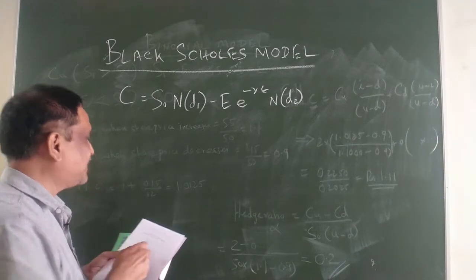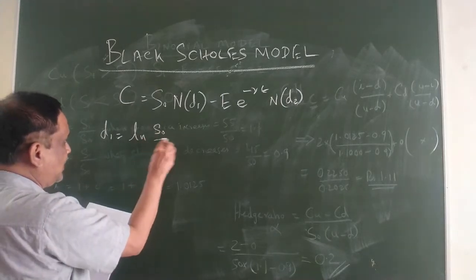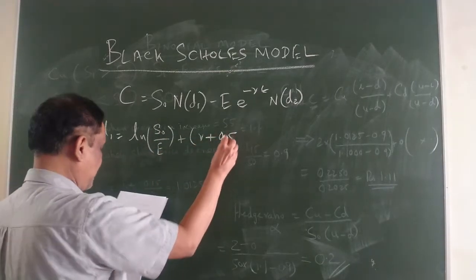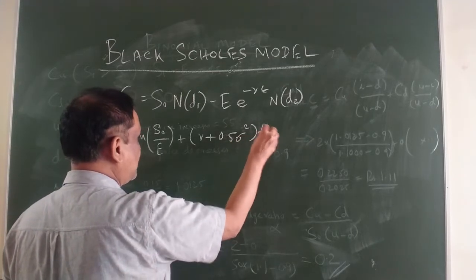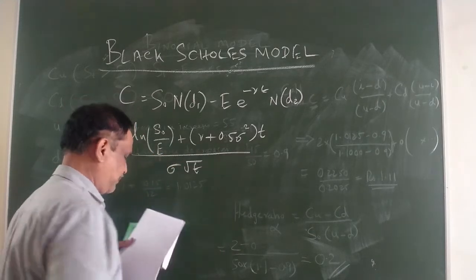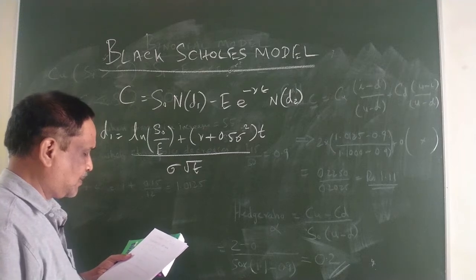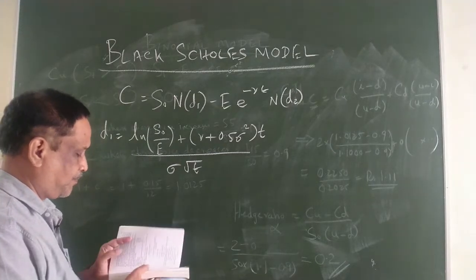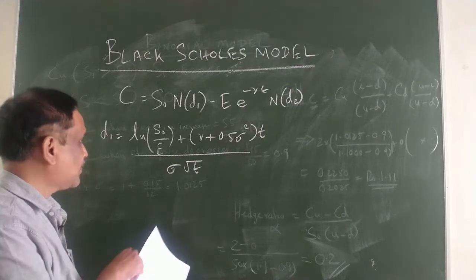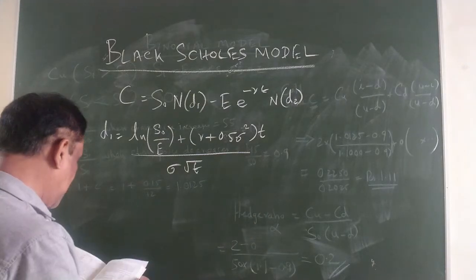So now let us calculate d1. d1 equals ln S naught by E plus R plus 0.5 sigma square into T, divided by sigma root T. So this is the formula for d1, and let us apply the values in the formula.